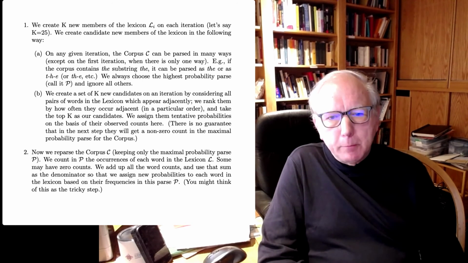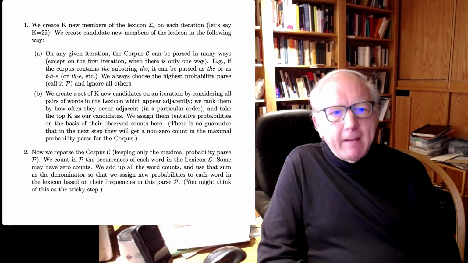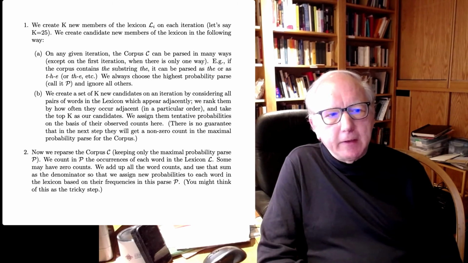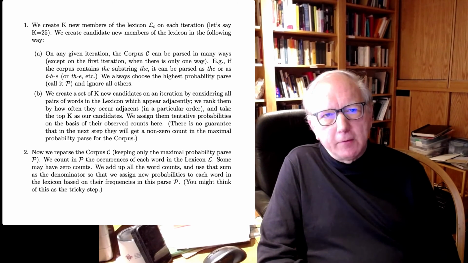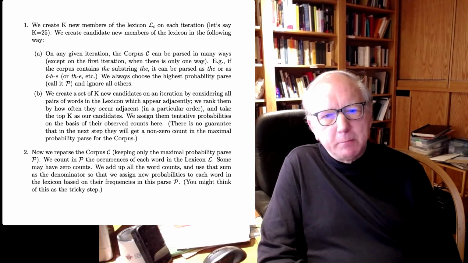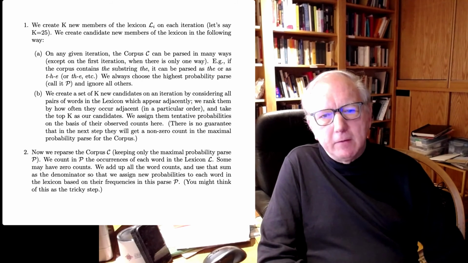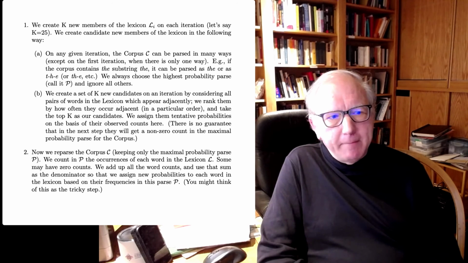So there's multiple ways that the corpus can be parsed, and we always choose the highest probability parse. I'll call that capital P, and we ignore all the others. I'll get back to this when I say a little bit about expectation maximization, because this is a bit like expectation, but not being done in all its glory. Far from it. Okay, so that's the first step.